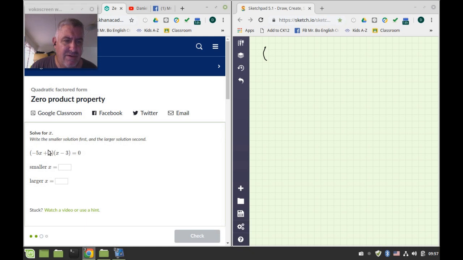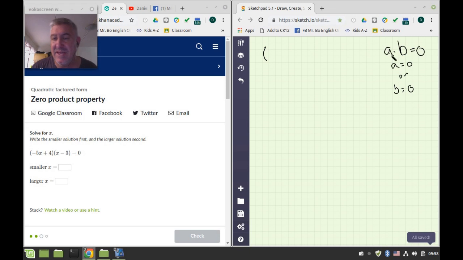So you can see, solve for x, write the smaller solution first and the larger solution second. Okay, so we have two parts, and this falls down to the zero product property, which says a times b is equal to 0. If a times b equals 0, then that means a equals 0 or b equals 0 or both, because if a is 0, then b can be 2 or 15 or a million, it doesn't matter, and the answer is 0.